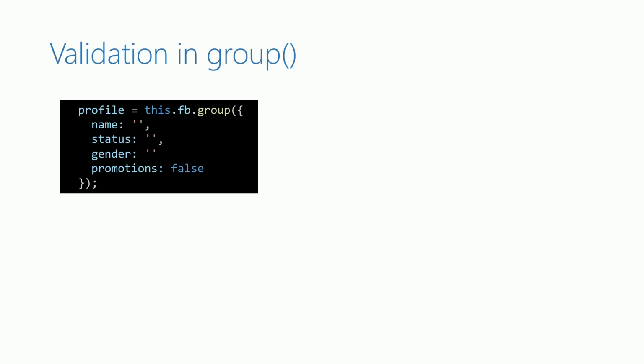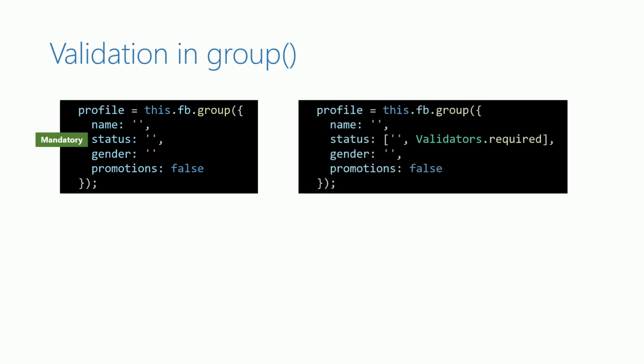Now let us assume that status field must be defined as mandatory field. This is the changed code snippet that has mandatory field validation defined in status. The value of status field is defined as an array. The first item represents the initial form control value. The second item contains the validator for mandatory field.